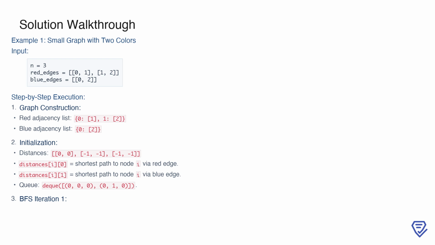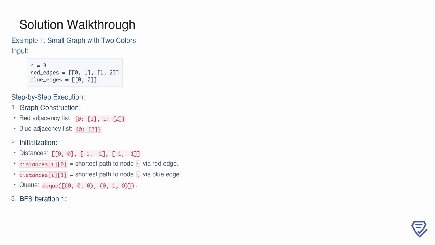Next, we initialize the distances array. This array keeps track of the shortest path to each node, where distances[i][0] represents the shortest path via a red edge and distances[i][1] represents the shortest path via a blue edge. Initially, the distance to the starting node, node 0, is set to 0 for both red and blue edges, while all other nodes are set to -1, indicating they are not yet reachable.